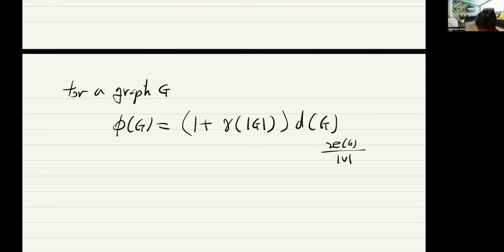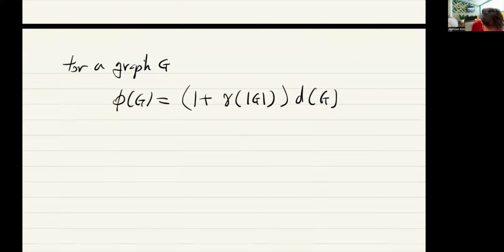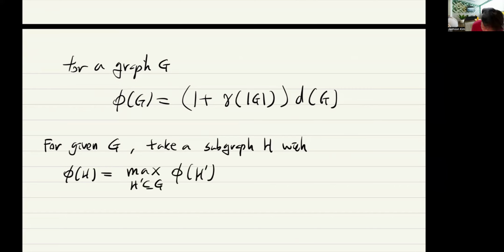Here, because we are essentially multiplying by 1 plus 1 over log of the number of vertices, this function will satisfy certain properties. And we will see that what's interesting is that for a given G, we can take a subgraph H with a maximum pi value. So out of all subgraphs, you compute the pi value.